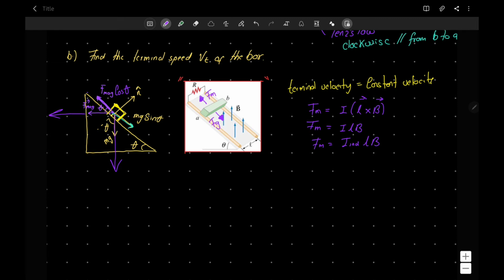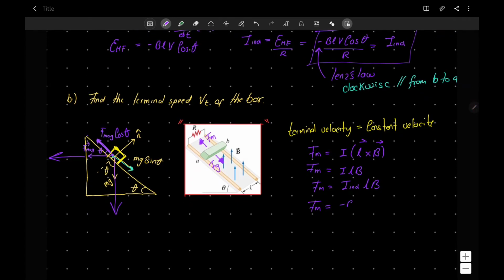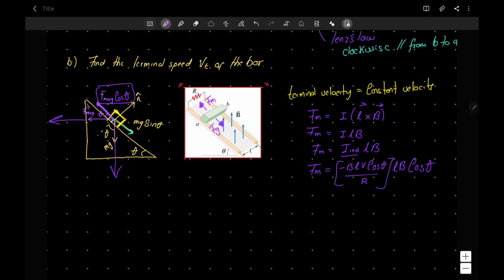Okay, so the terminal speed means that the sum of forces is equal to 0. Then there will be no acceleration, so the velocity is constant. Let's replace the induced current, as we found right here, B L v cosine theta over R. That's the induced current, times L times B. But as I told you, I need to multiply that magnetic force by cosine theta in order to get that direction of the magnetic force acting on that bar, since there is no friction on these rails.